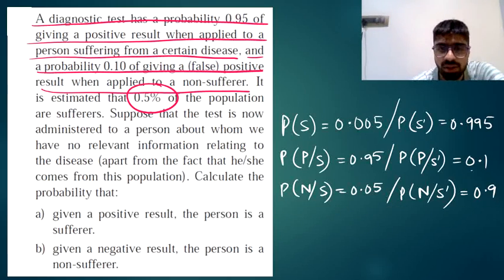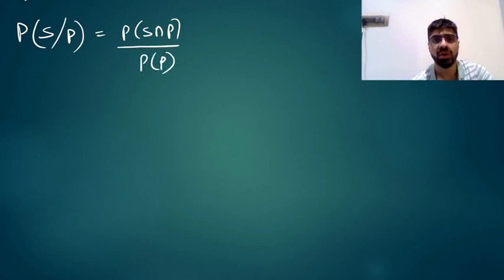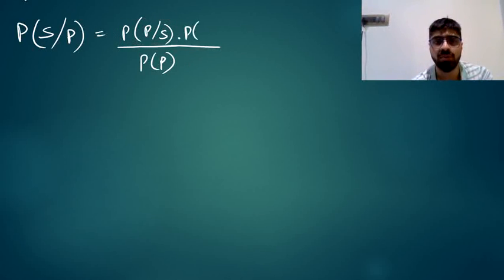Now they are asking us to calculate the probability that, given a positive result, the person is a sufferer. So it is given that the test is positive, and you are finding the probability of a sufferer given a positive test. So this is P of S intersection P upon P of P. Again, we write the numerator in terms of the reverse of this, that is, P of P given S. There's an unwanted P of S in the denominator of this term, so we eliminate it by multiplying with P of S. The denominator is P of P.